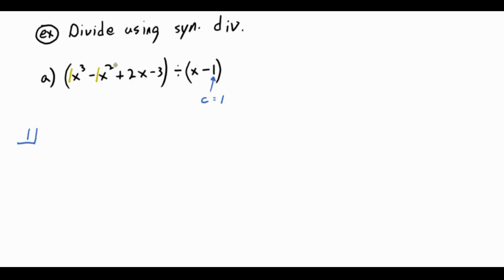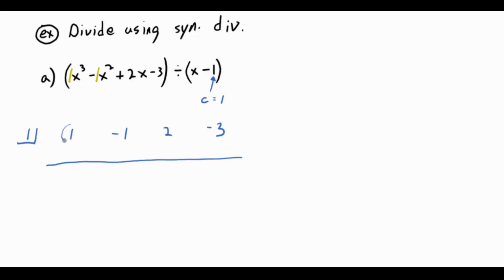I'll show you what to do later on if it's not written in order, or if not all the terms are there. But all the terms are there, so just write down those coefficients across from the 1 up in the corner: 1, -1, 2, -3. And the synthetic division goes like this. Put your line there like I did.